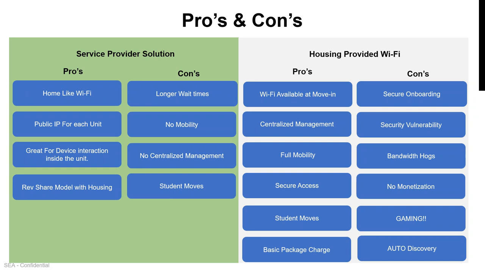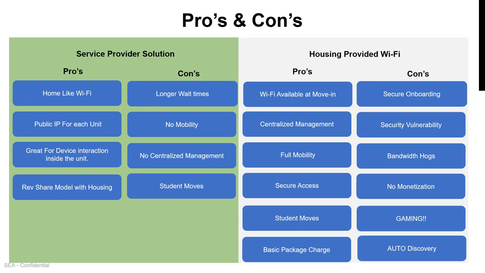And then what happens when the student moves? So, you know, this happens all the time. A student moves from one unit to the other, or they're just graduating and then moving away. The CPEs and the contracts that they've signed up with the carriers, that becomes a messy situation for the student housing to deal with. So this is obviously a major pain point in scenarios where this kind of a deployment model is used.